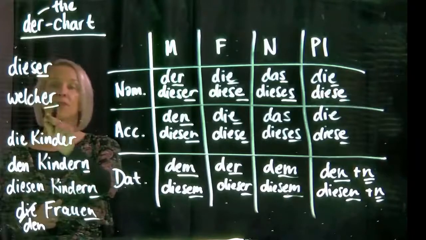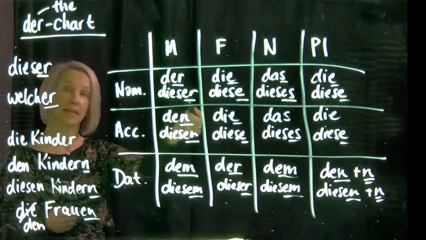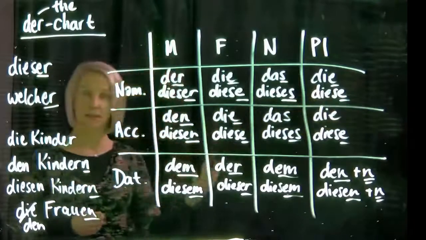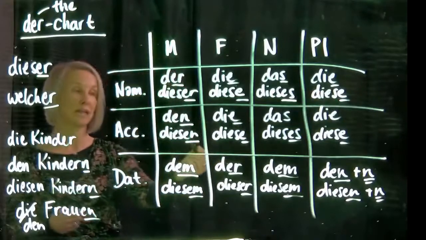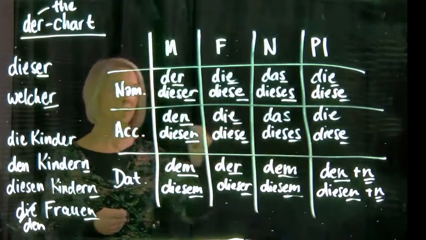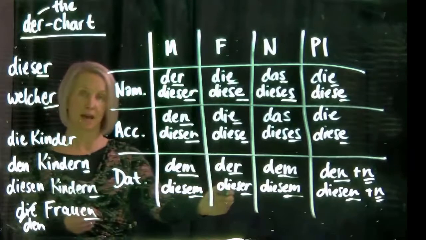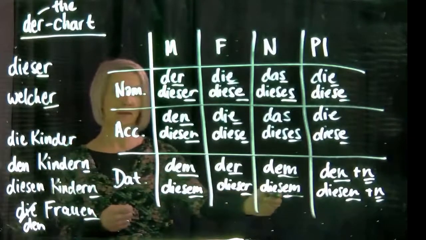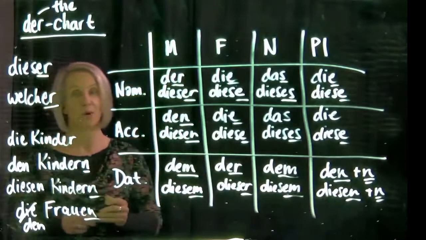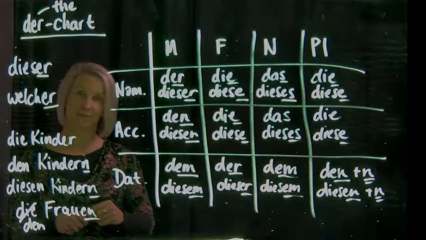Let's quickly just run through the forms of welche, meaning which. So here it would be welcher, welche, welches, welche, just following the same pattern with the endings. Welchen, masculine accusative, welche, welches, welche. And then in the dative line, welchem, welcher, welchem, and welchen, plus n on that plural noun if the plural form does not already end in n.